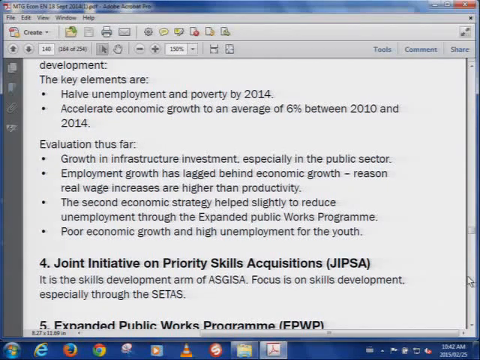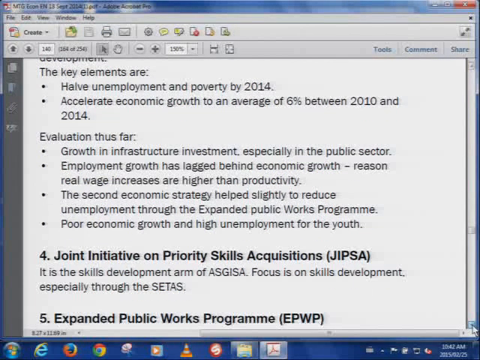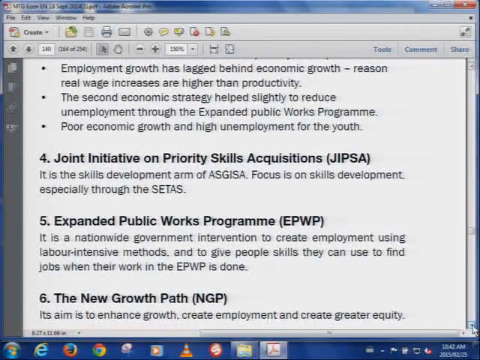The second economic strategy helped, which is this one here, ASGISA. It helped slightly to reduce unemployment through expanded public works program. We know people have managed to get temporary relief on this expanded public works program, but they were not really permanent jobs, they were temporary jobs. And then there was also poor economic growth and high unemployment for the youth. So ASGISA did not really help to remedy some of the concerns. Unemployment amongst the youth, economic growth, we've not really achieved that much.